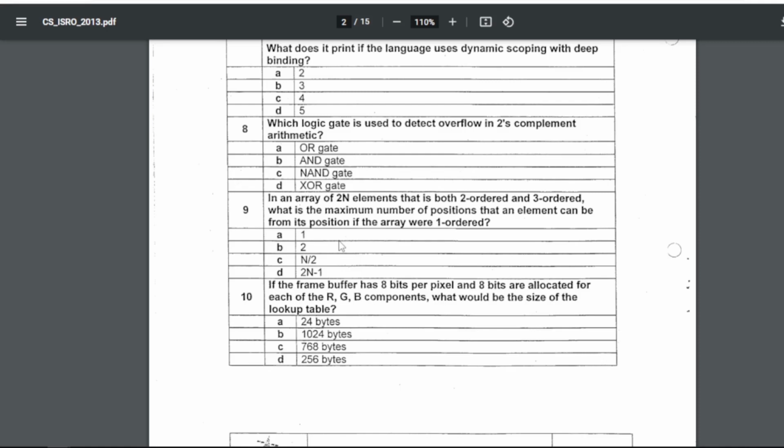Now question number 9: in an array of 2n elements that is both 2 ordered and 3 ordered, what is the maximum number of positions that an element can be from its position if the array were 1 ordered? So for question number 9 our answer will be 1 itself, right? Because an array can be termed as 2 ordered if it contains elements which are at most 2 positions away from their original position in a sorted array. So the maximum number of positions that an element can be from its position if the array were 1 ordered, right? So option A will be the correct answer.